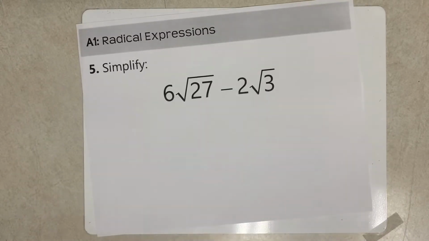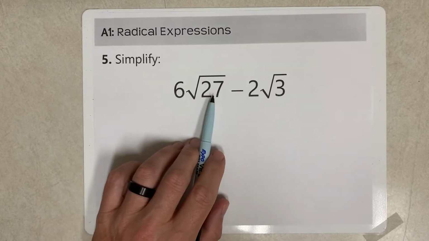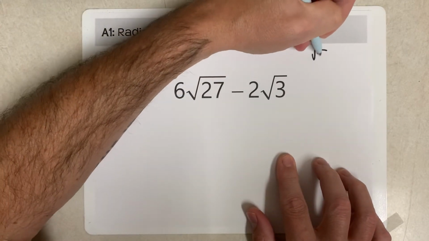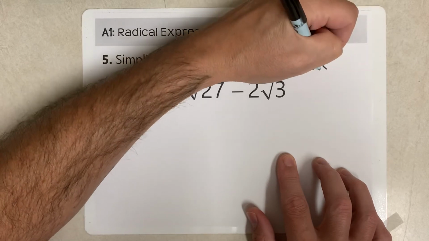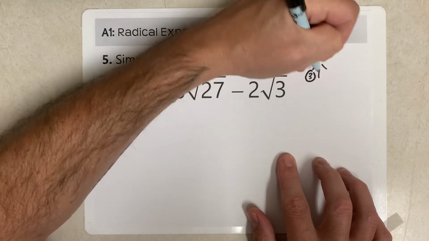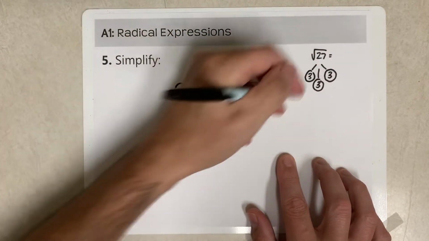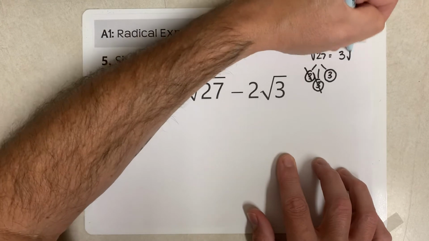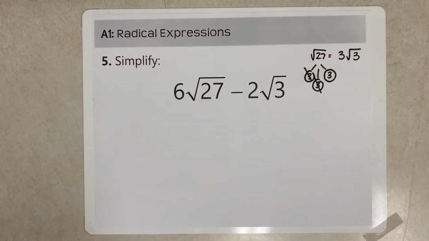All right, 6 root 27 minus 2 root 3. It'd be nice if root 27 was something with a root 3 on it. Let's see if it is. Root 27, let's break it down. 27, if you remember, is 3 times 3 times 3. A pair of 3's, well, they don't cancel. They come out as 1 on the outside. And that 3 right there is still on the inside.